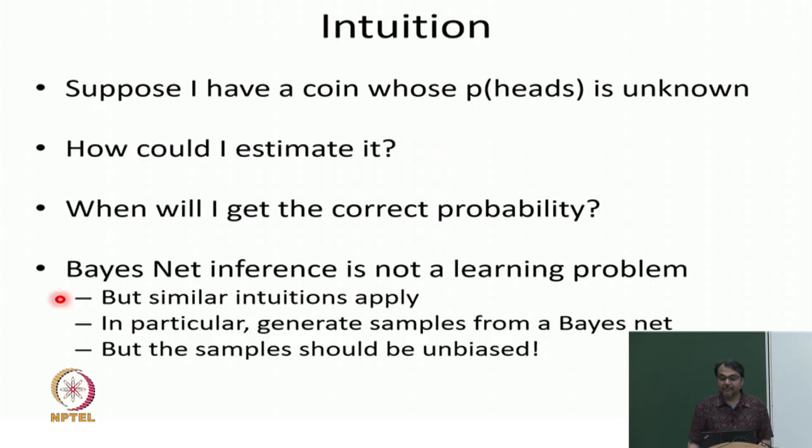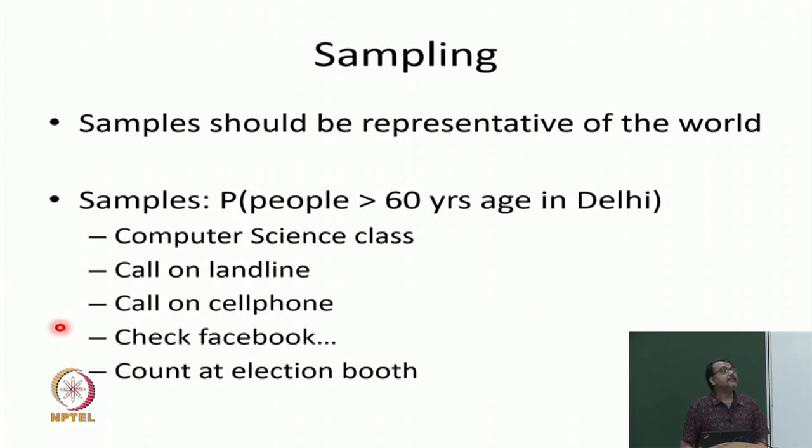So, now what is the meaning of bias in sampling? Let us first make sure we understand that. Bias or unbiased samples are those samples which are representative of the world, right, or in this case representative of the Bayesian network. For example, suppose I want to estimate the total probability of people greater than 60 years of age living in Delhi. This is my goal. What fraction of the people who live in Delhi are greater than 60 years of age?